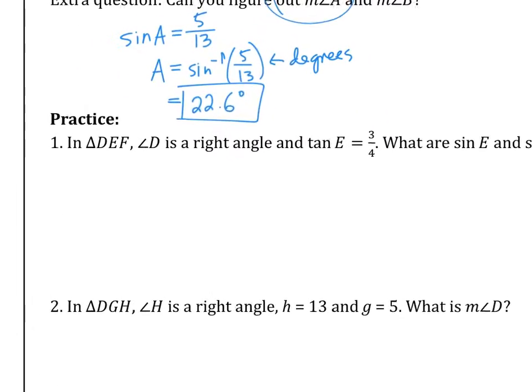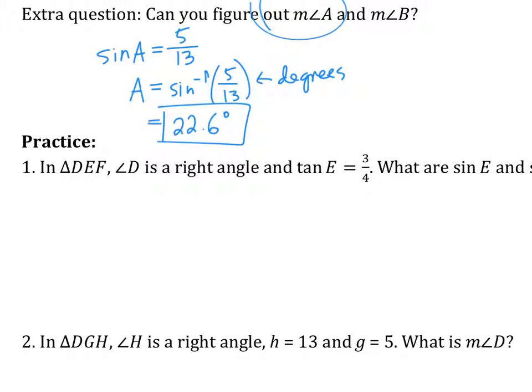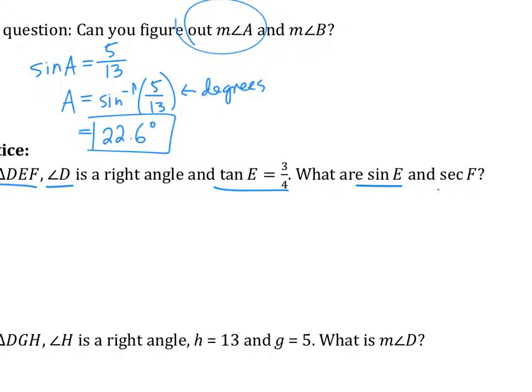All right. Practice. Triangle DEF. D is the right angle. Tangent E is 3 over 4. What are sine E and secant F? Okay, let me know when you're done. Sine E is 3 over 5. Secant F is 5 over 3. Okay, make sure you're reading the angle correctly, whether they want E or F.